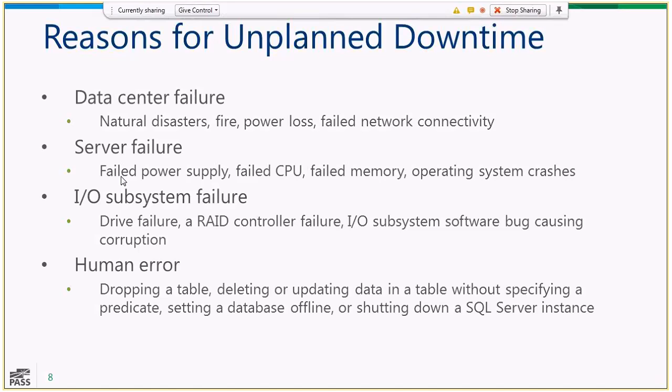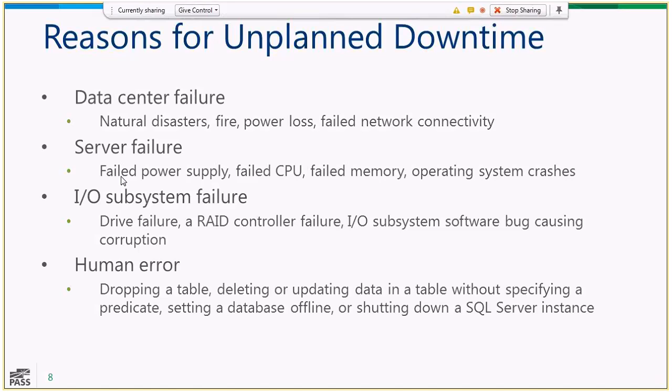So, reasons for unplanned downtime. Depending on where you live, what part of the world, you have different kinds of things that might happen to an entire data center. Different kinds of natural disasters like earthquakes or flooding or fire. You might lose power for an extended period. You might have somebody with a backhoe dig through a network cable so the entire data center loses network connectivity. And most good data centers have redundant cables coming in, so that's not an issue.